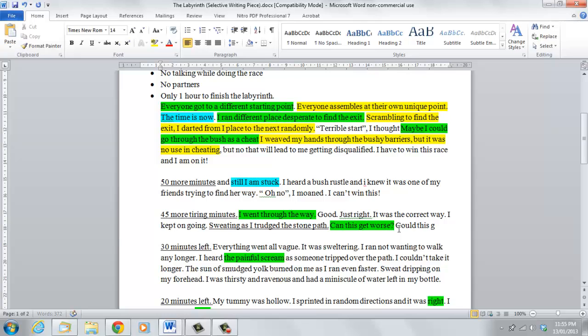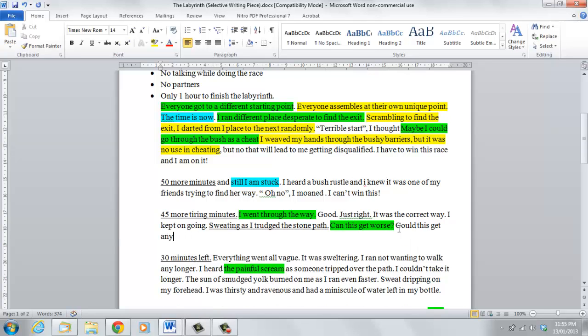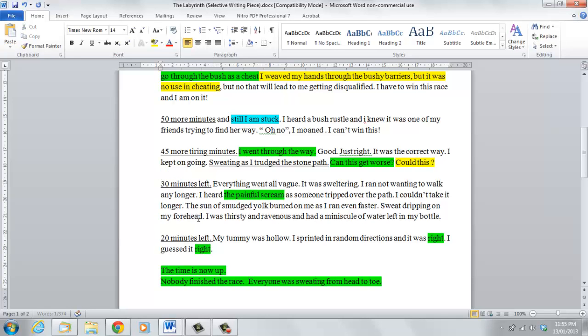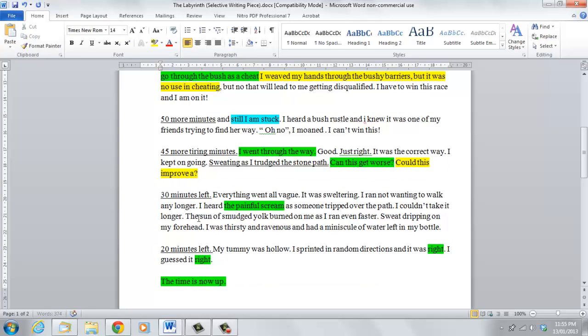Can this get worse? Could this get worse than it is? Well, could this get worse would be simple enough. Okay, because you're saying could it get any worse, not can this get any worse. But even then, I wouldn't even use worse. Could this improve? Could this improve at all?